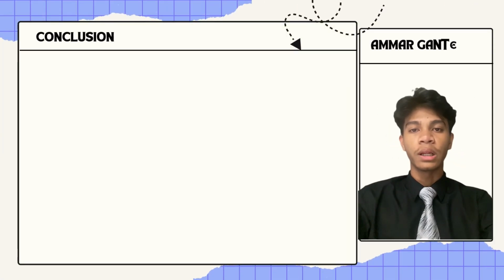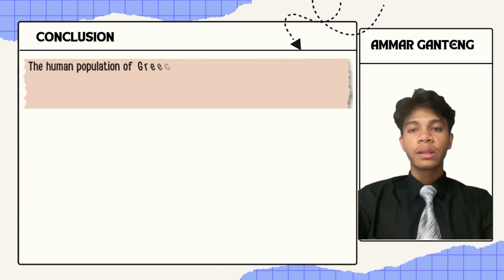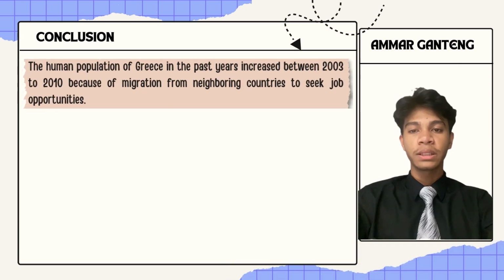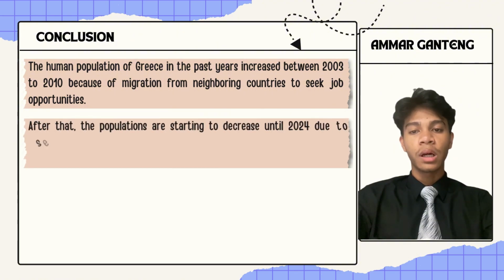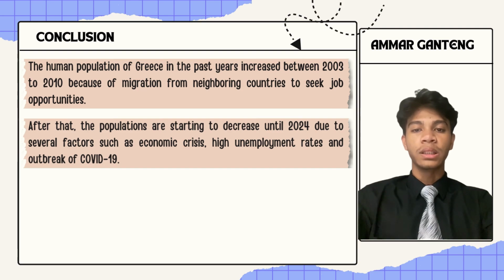Lastly, we move to the last part of task 1, which is the conclusion. To conclude, the human population of Greece in the past years increased between 2003 and 2010 because of migration from neighboring countries to seek job opportunities. Meanwhile, after that, the population started to decrease until 2024 due to several factors such as economic crisis, high unemployment rates, and the outbreak of COVID-19.